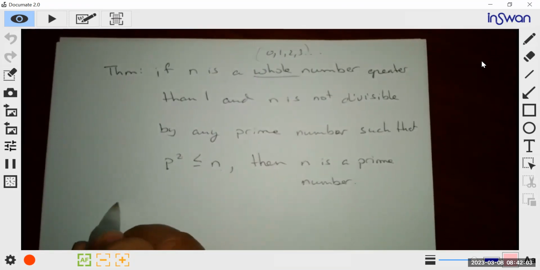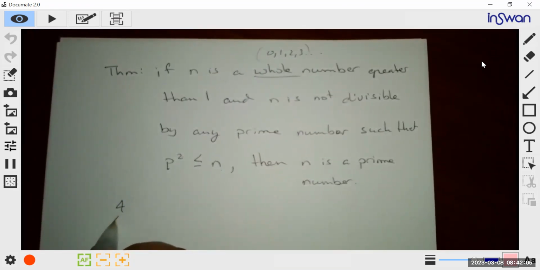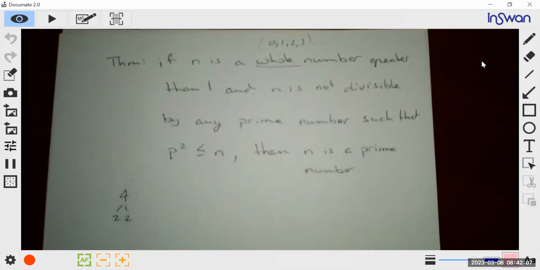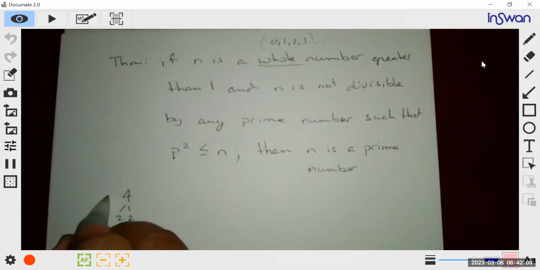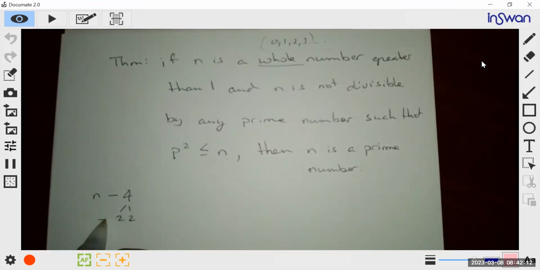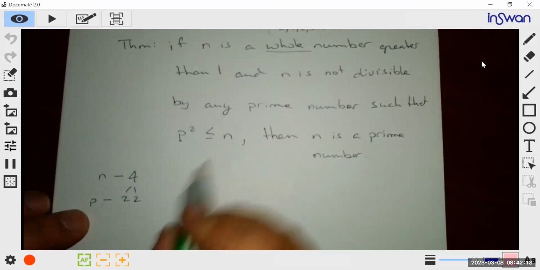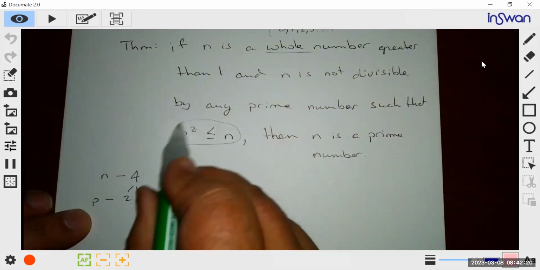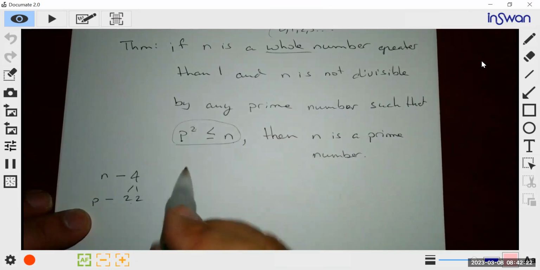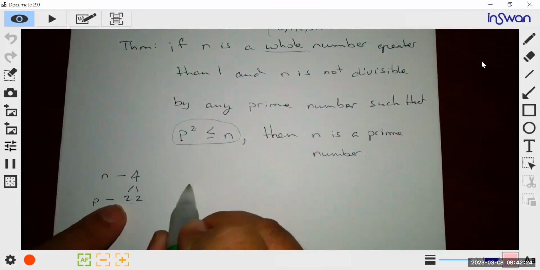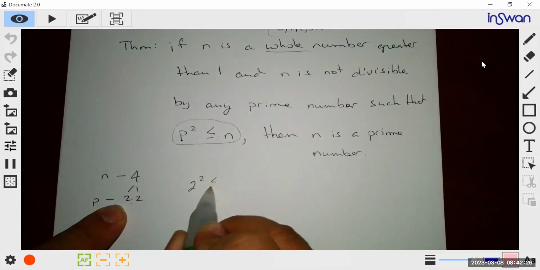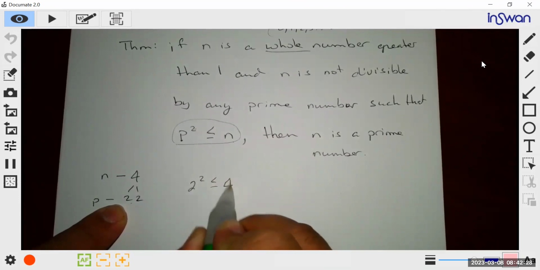Let's look at this. For example, 4 breaks down to 2 times 2. 4 is my N, the 2's are my P's. According to this, my P, if I take 2 and square it, is it less than or equal to 4?